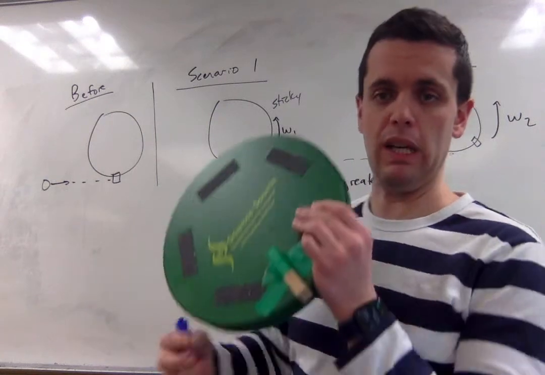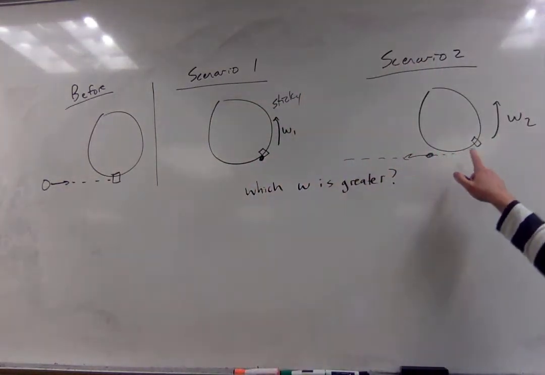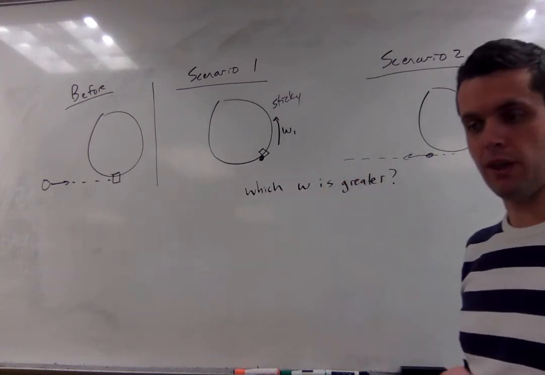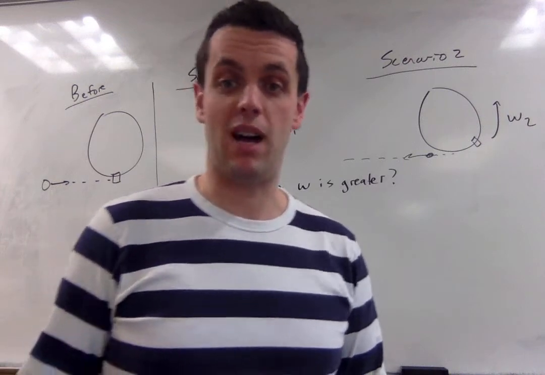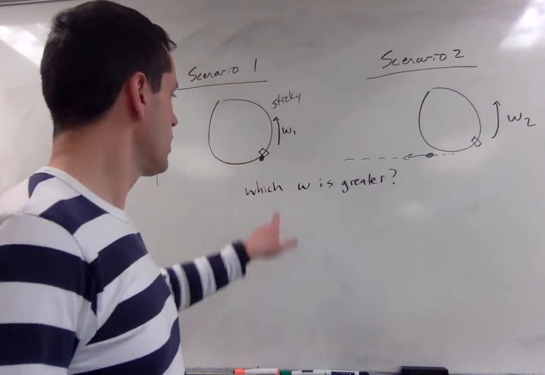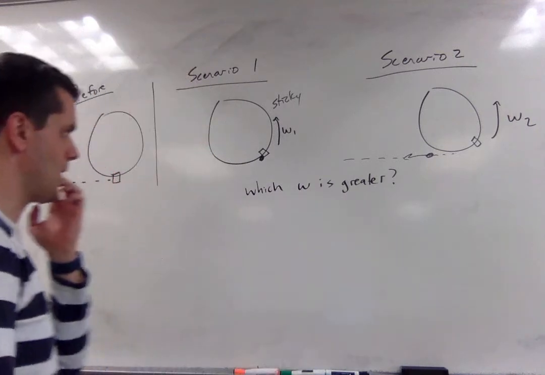So we're saying it's made of putty. So it sticks to it and causes it to spin. And then in the second scenario over here, it bounces right back off of it. We're saying that it's shot at the same speed and it's the same mass in both scenarios. And the question is, which omega is going to be greater after this collision?